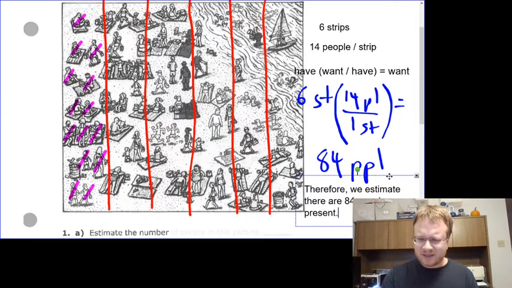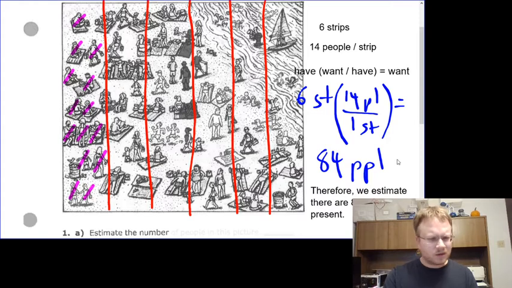And in this case, 84 is a pretty small number. We can actually count and see if we get the right number. So we're done estimating. We've demonstrated how to estimate. That's fine. But let's actually check and just see how good our answer was. So I'm going to keep counting and see how many people I get all together. So I'm going to switch to highlighter here. All right, so we counted 14 people here. Let's keep going just to compare.